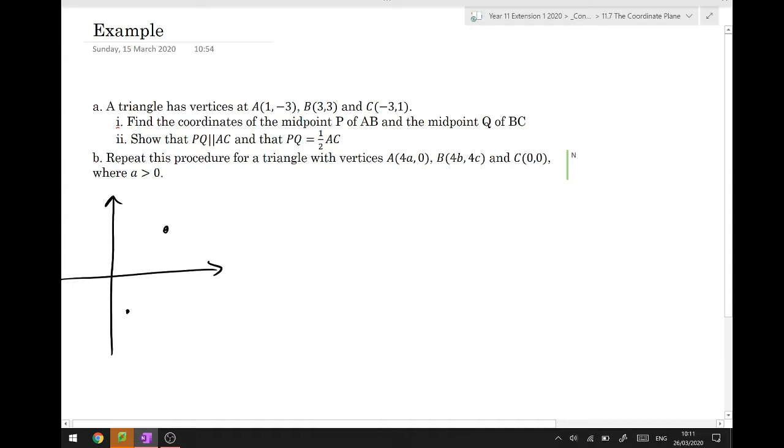(3, 3) and (-3, 1). So here, this looks like this. Now this example has been taken straight from the text because it is actually quite hard to come up with examples like this. So it looks something like this. Now our first part says we want to find the midpoint P between A and B. So here's A and B, so our midpoint's going to be somewhere like here. And our midpoint Q of BC, so it's halfway between these two, so we're going to put a point here. Okay, and so here is our point along there.